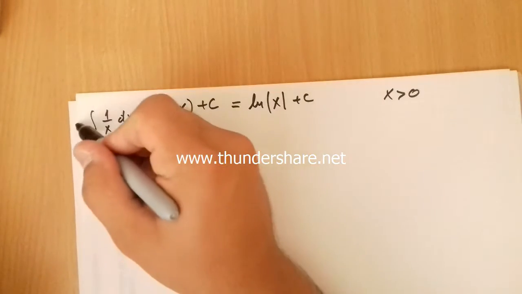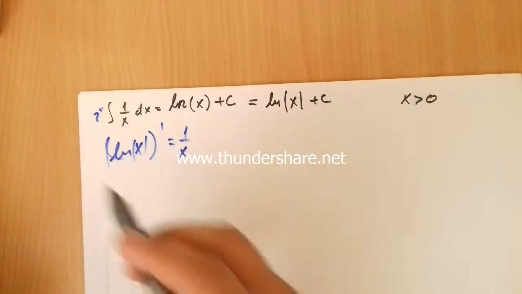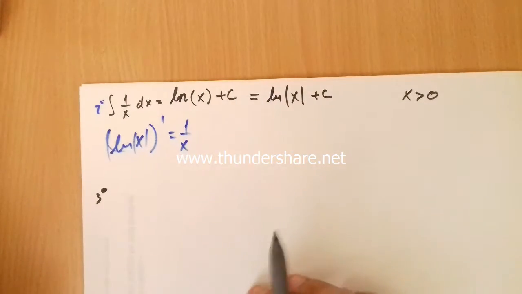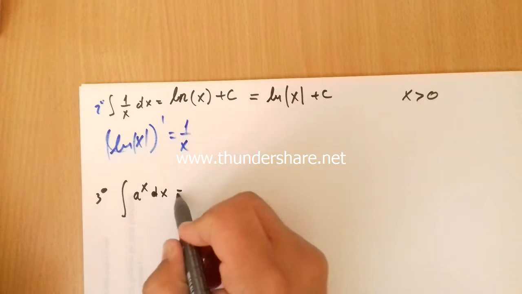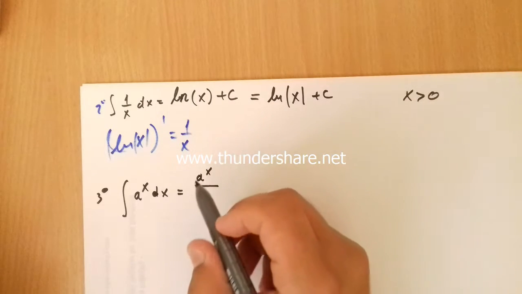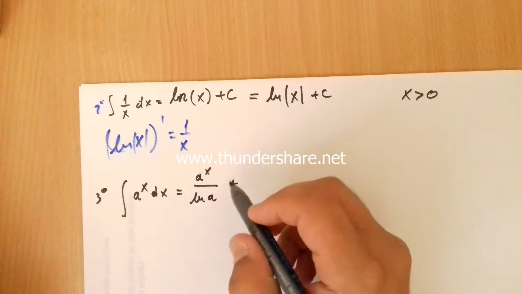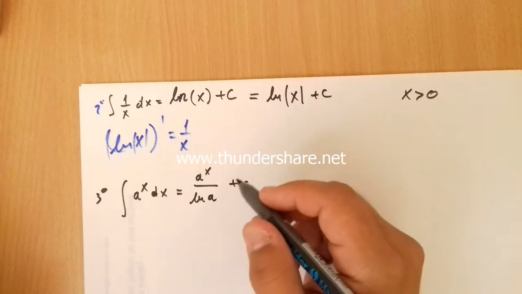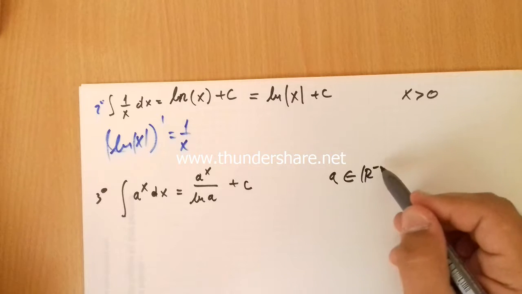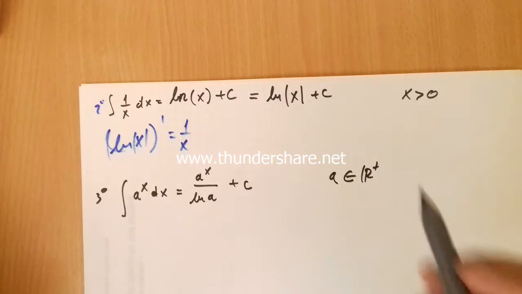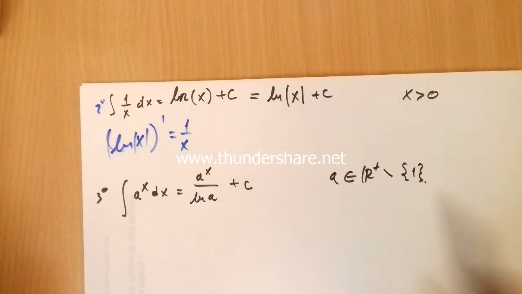This is quite simple. Some other integrals are the integral of a to the x dx, which is equal to a to the x divided by ln of a, plus c, where a is an element of the positive real numbers, but the value 1 is not included here, so a is not equal to 1.